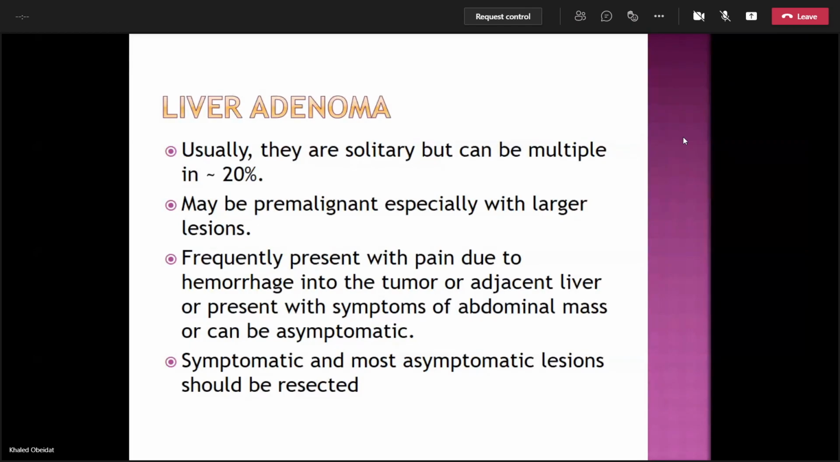If there is progression, an increase in size, that's usually an indication for surgery and intervention. So most of the time we intervene for adenomas because of the malignant risk and because of the risk of rupture and bleeding. This bleeding can be inside the tumor, contained within the liver, which will cause acute pain, or if the tumor is close to the surface of the liver, there may be bleeding into the peritoneal cavity, which can be life-threatening.